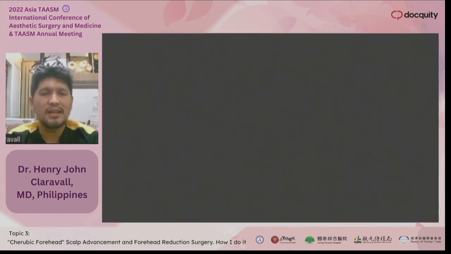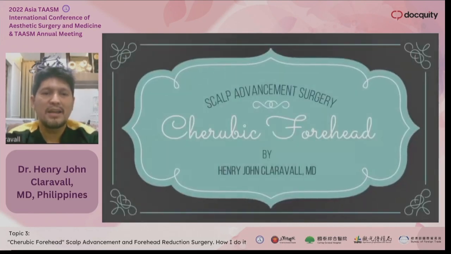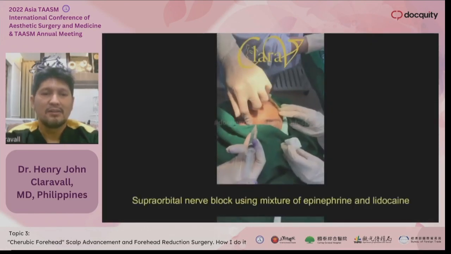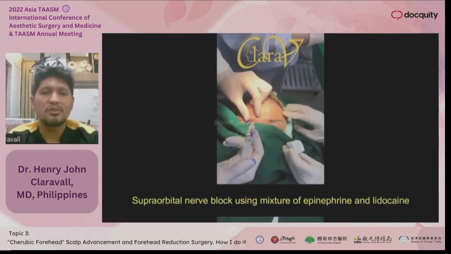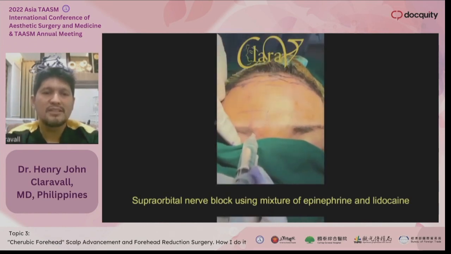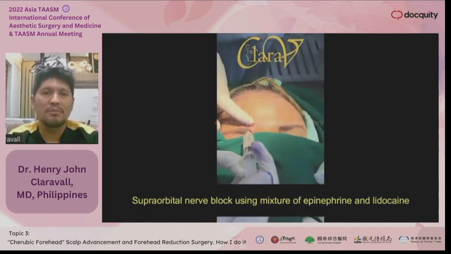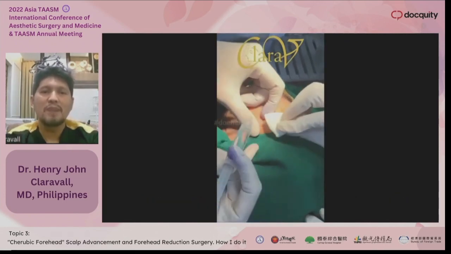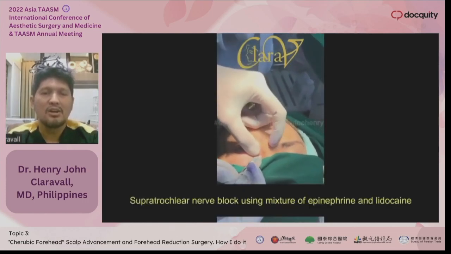So I would like to present how I do it. This is the cherubic forehead technique by Henry John Claraval. First, I will do the supraorbital nerve block with a mixture of epinephrine and lidocaine. As you can see here, I'm injecting the area of the supraorbital, then followed by the supratrochlear nerve to block the supply of the forehead.